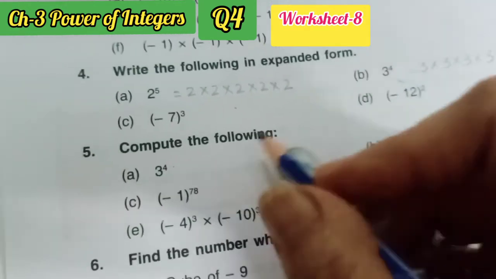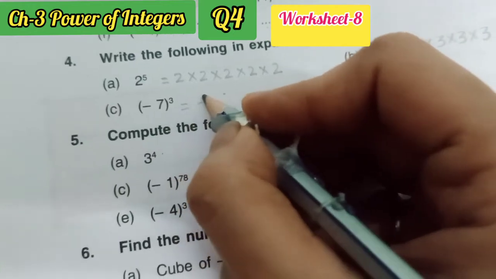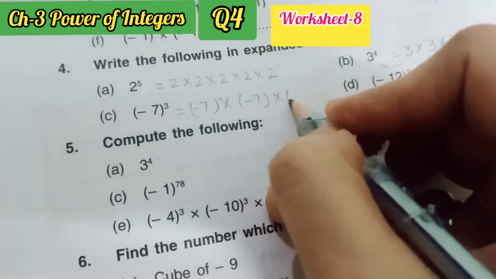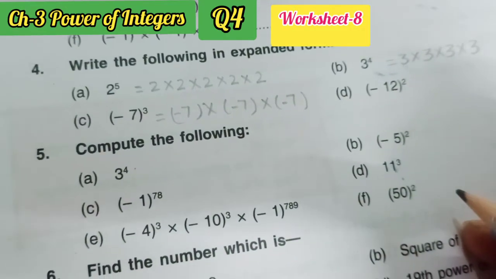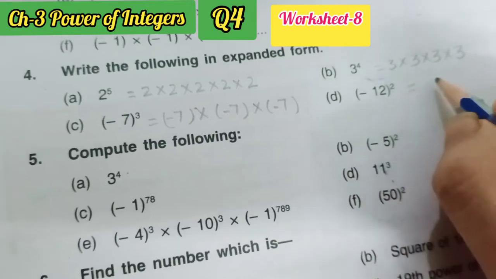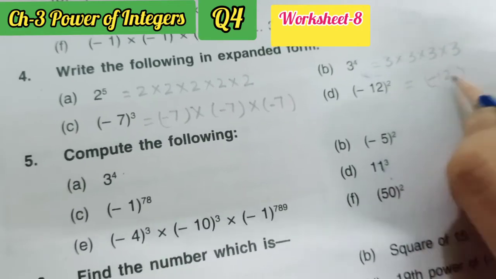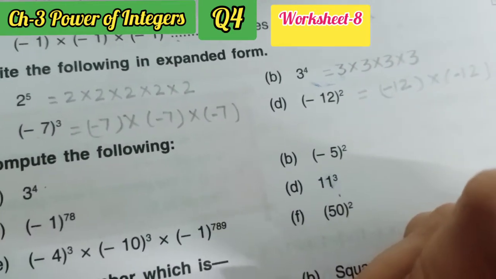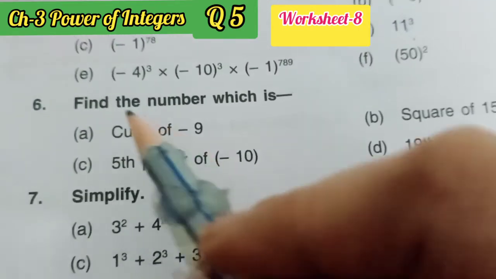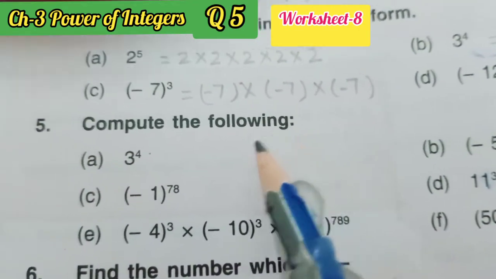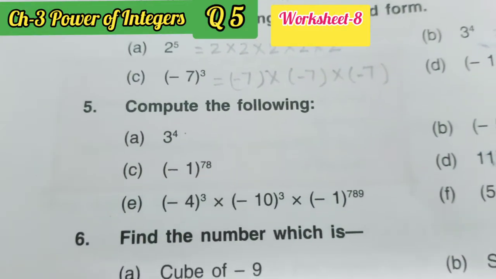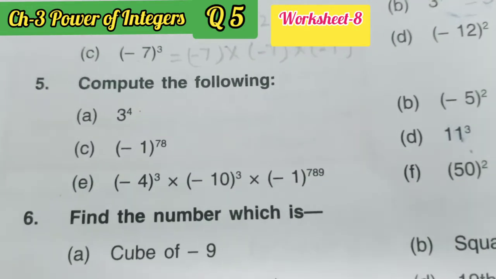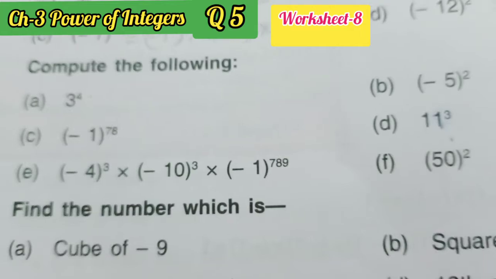3 is multiplied. Minus 7 raised to power 3 means minus 7 is multiplied by itself 3 times. Minus 12 raised to power 2 means minus 12 multiplied by itself 2 times. So minus 12 multiplied by minus 12. Now in the next question, compute the following. 3 raised to power 4. So we will do this question in our registers.